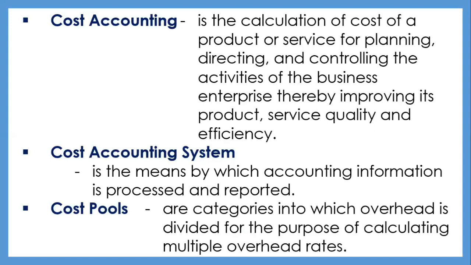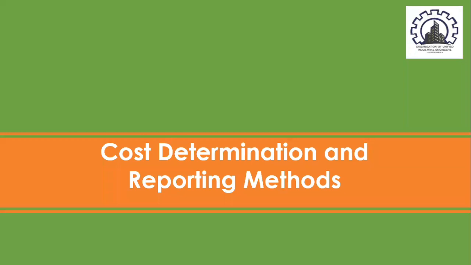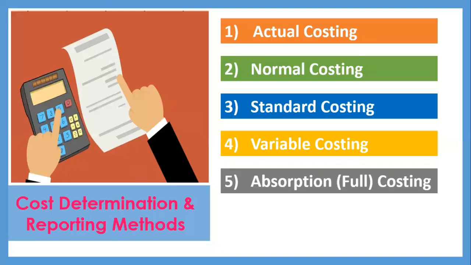And the next key area that I'm going to be highlighting right now is cost determination and reporting models. Now, under cost determination and reporting models, this is comprised of 5 types. First, we have actual costing. Second, we have normal costing. Third, we have standard costing. Fourth, we have variable costing. And finally, we have absorption or full costing. Now, in order for us to better understand each of these types, let us discuss first actual costing.